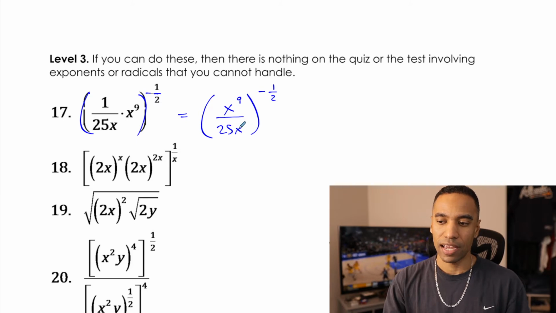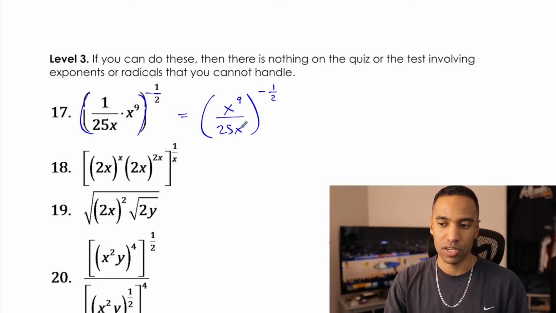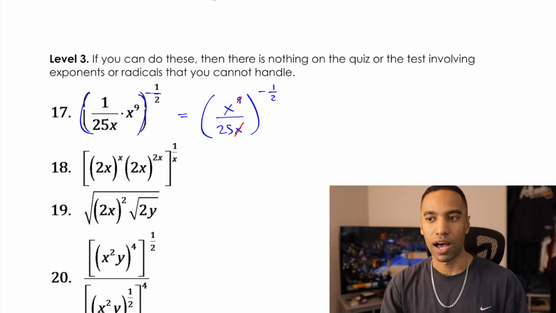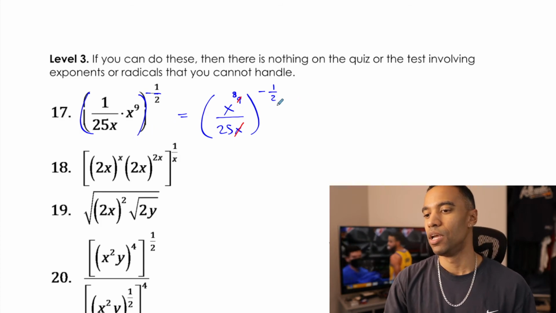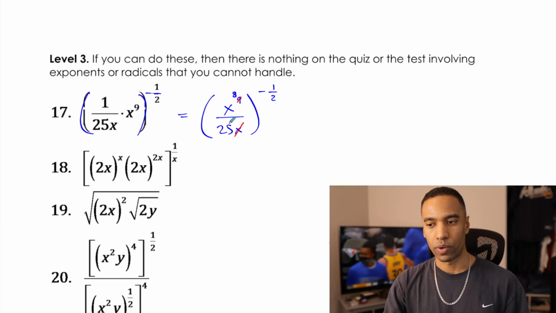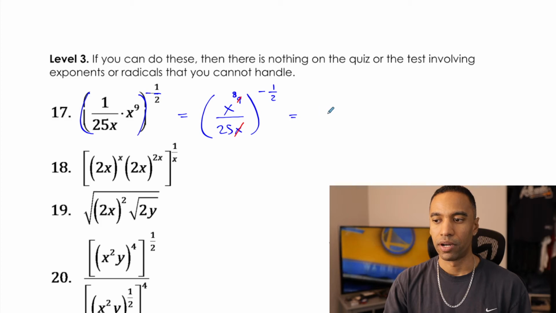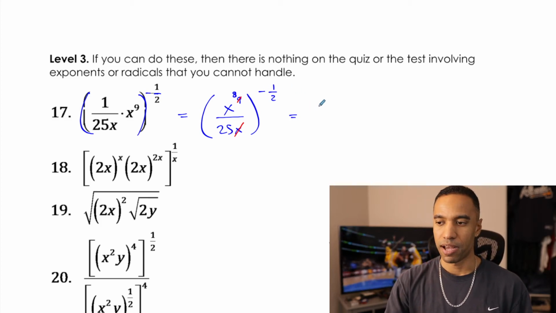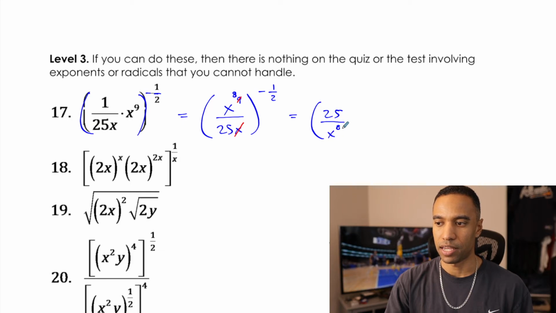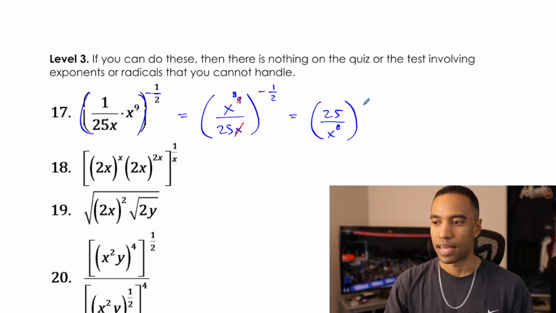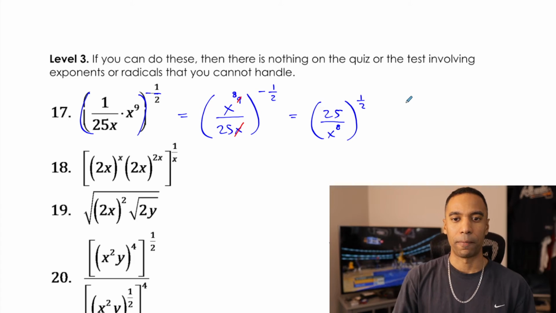X to the 9th over x means I can divide out an x on top and bottom. I remove the x on bottom. I remove one of the x's from the top, and I'm left with 8 of them. And that's my simplification. So now we have x to the 8th over 25, all raised to the negative 1/2 power. This is where I like to turn the exponent positive, and in doing so, that means I also flip this thing right here. And that is now raised to the positive 1/2 power.